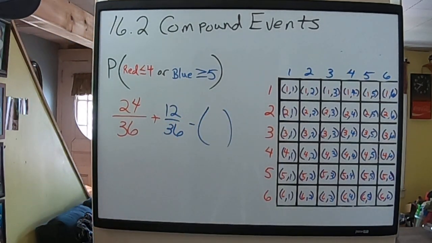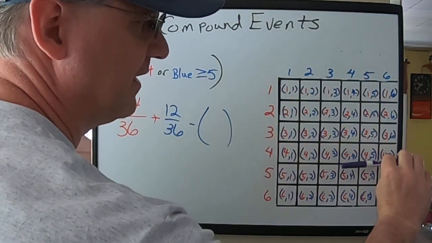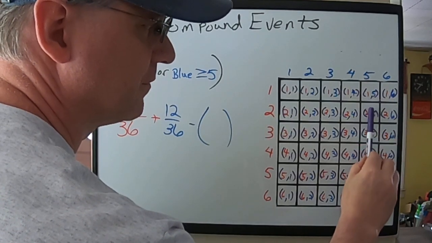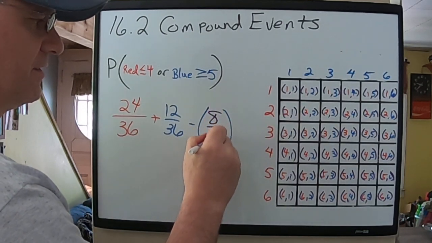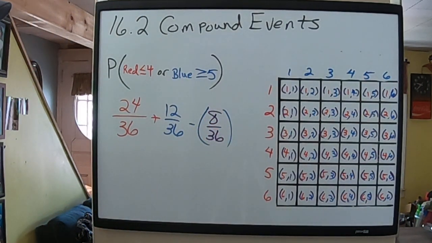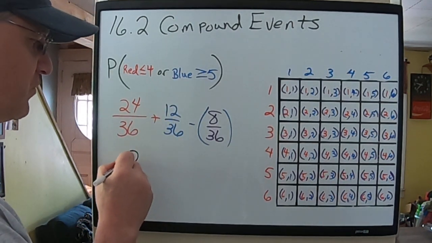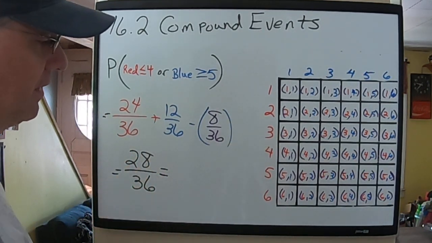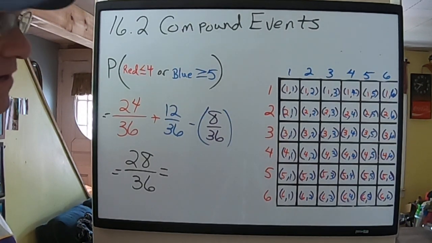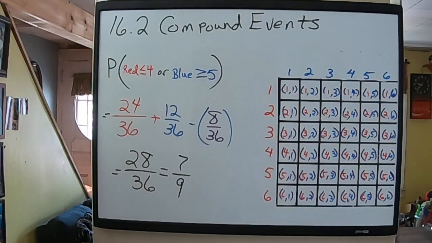minus, now, where do those 2 overlap? Less than or equal to 4, greater than or equal to 5. That's these 8 right here. So 8 out of 36. Well, 24 plus 12 is 36. Minus 8 would be 28 out of 36. And 28 and 36 can reduce by 4 to 7 over 9. Okay. So that's how you would work with or in this situation.